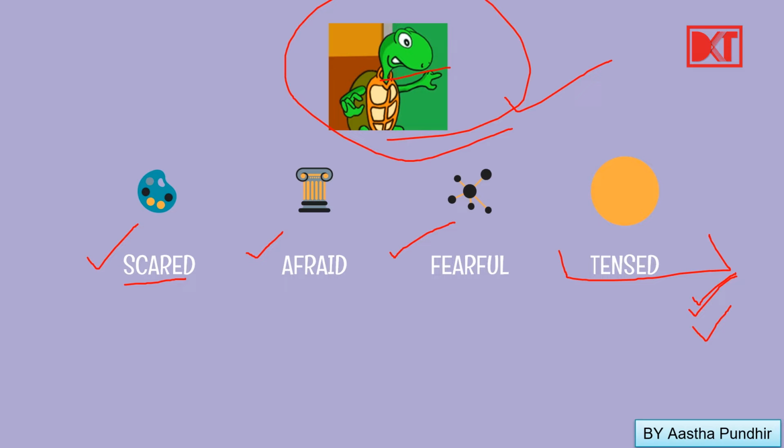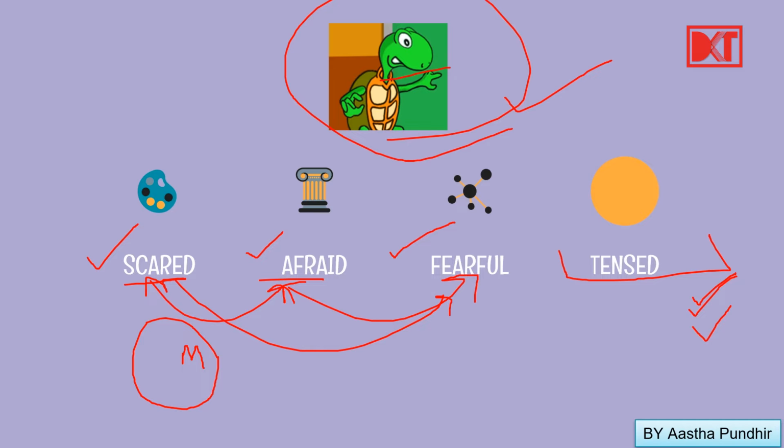So you see scared and afraid. If I ask you what is the difference between scared and afraid, you may not be able to figure it out. You may say their meaning is almost similar. The meaning, okay, that is similar. Similarly, for afraid and for fearful, the meanings are again similar. For scared and fearful as well. Right? For tensed as well. The meaning is on the similar lines, that he is scared, frightened.